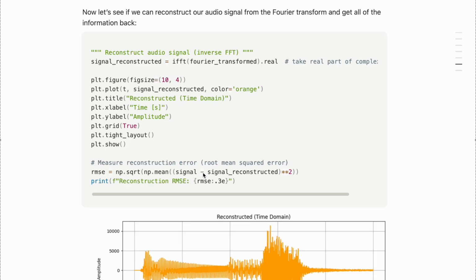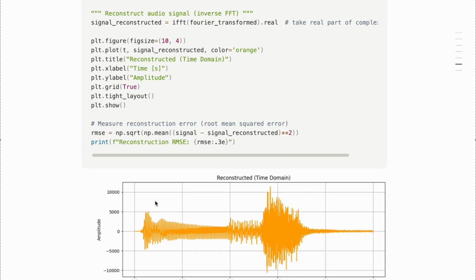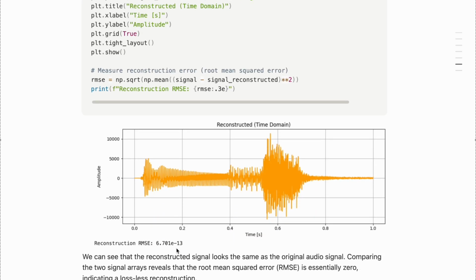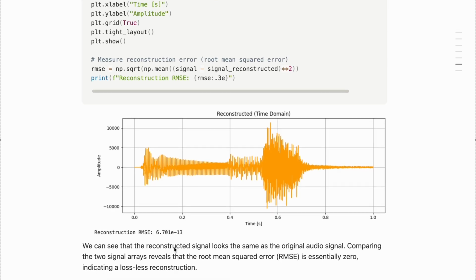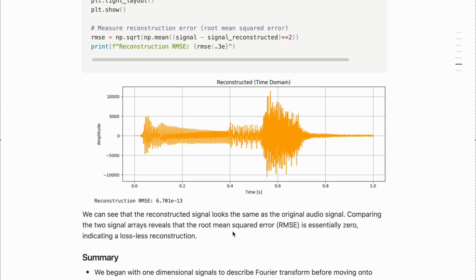This is the original signal. This is the reconstructed signal. We subtract them to end up with the error. We square it, we mean it, we take the square root. So root mean squared error. And when we print it, the root mean square error is in the order of 10 to the negative 13. So it's essentially 0. So this process of going back and forth between the time domain and the frequency domain is lossless. This tiny loss is just due to floating point errors. And that's a really important concept.